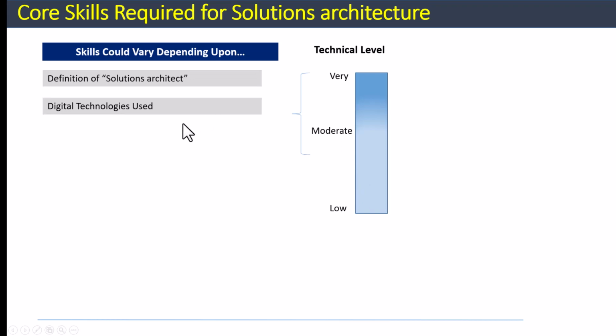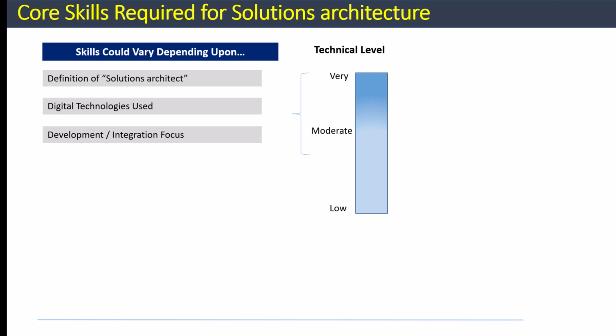Another factor that can influence the nature of the skills is the type of digital technologies that are used on the project. Since a solutions architect is expected to have a certain degree of technical skills, they will be expected to be well versed in those technologies depending on the requirements of the position and the organization. As an example, if the solutions architect is working on an IoT-based project, then obviously they would need to have those specific skills. On the other hand, if they're working on artificial intelligence and machine learning projects, then they'll need to learn those kinds of skills and so on.